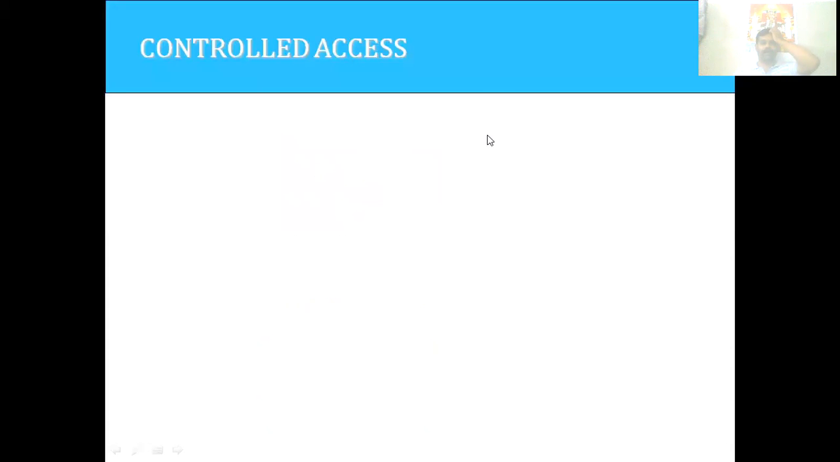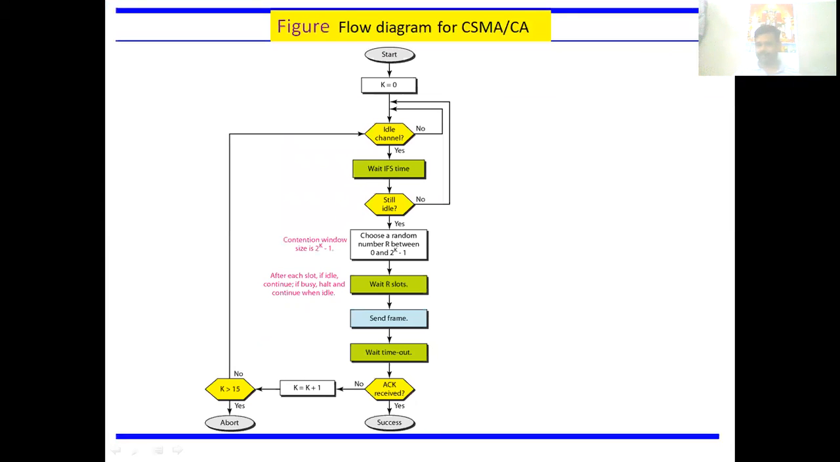So the flow diagram of carrier sense multiple access with collision avoidance. First it starts, then the attempt is set to 0. If the channel is idle, then it will wait for some interframe space time. If it is still idle, then it will wait for some random amount of time, taking some time slots. Then it will send the frame and wait for a timeout.